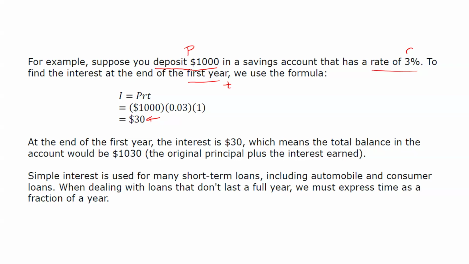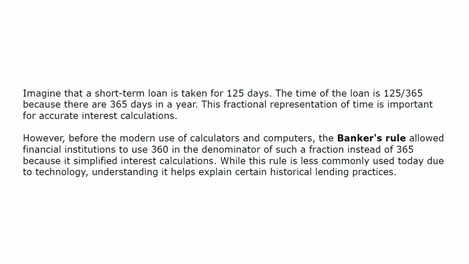Simple interest is used for many short-term loans, including automobile and consumer loans. When dealing with loans that don't last a full year, we must express time as a fraction of the year. So imagine that a short-term loan is taken for 125 days. The time of the loan is 125 divided by 365 because there are 365 days in a year. This fractional representation of time is important for accurate interest calculations.